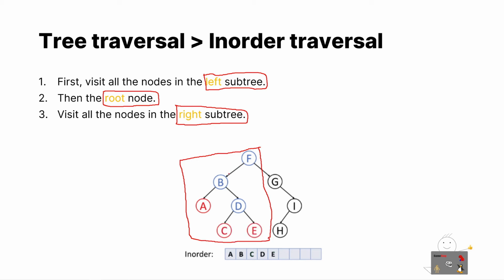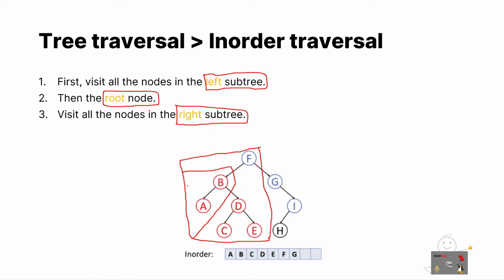Then we go on to B. B has another left subtree, so the left subtree of B would be this. Then we go to A. A has another left subtree, so we don't stop. Until now, we have not visited any node to put in our order. We are just going to the left, to the left, to the left, until there is no more left, and then we visit all the nodes.